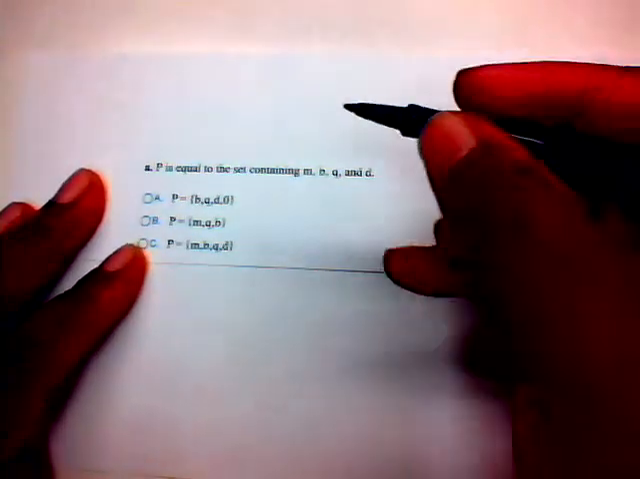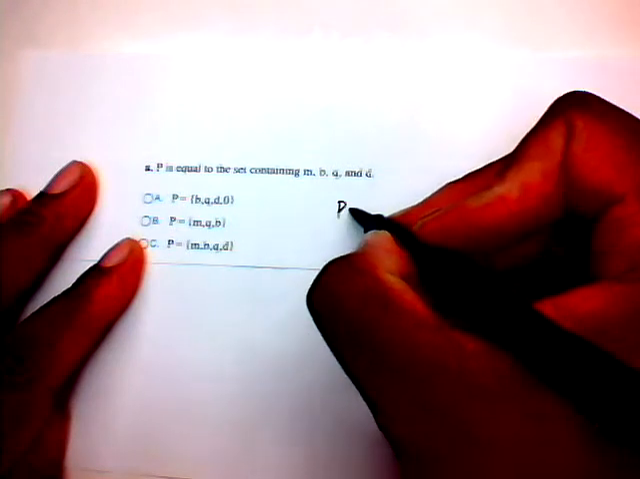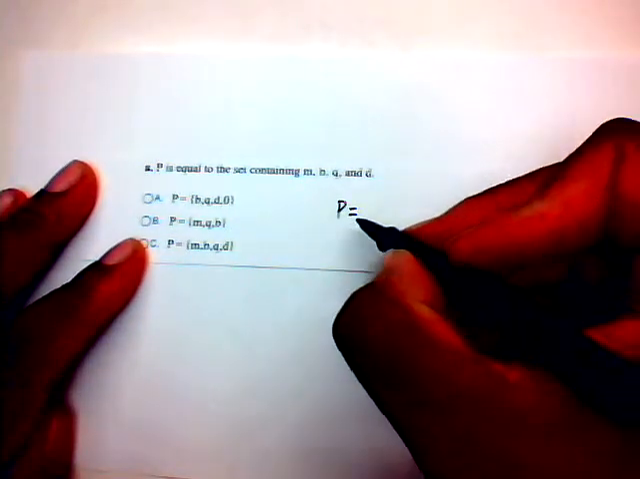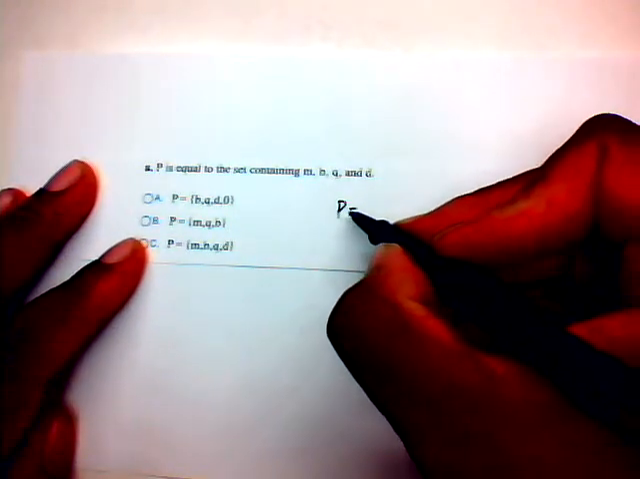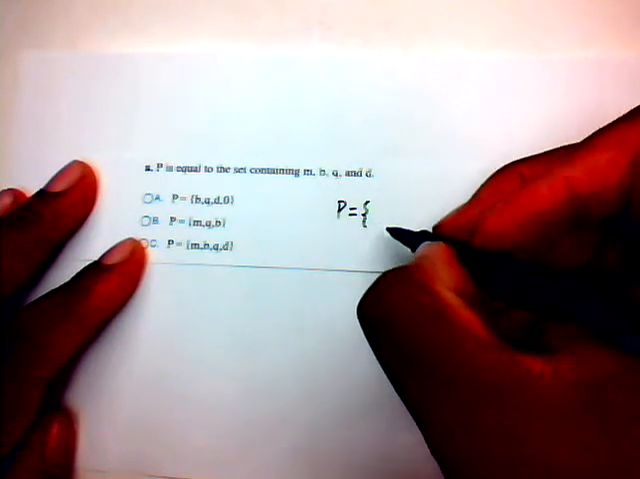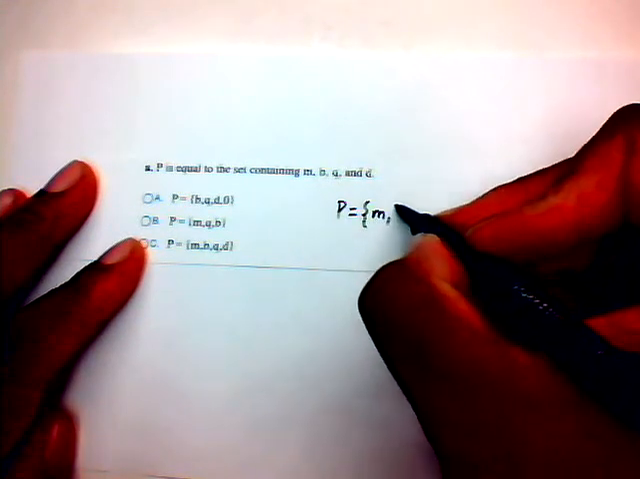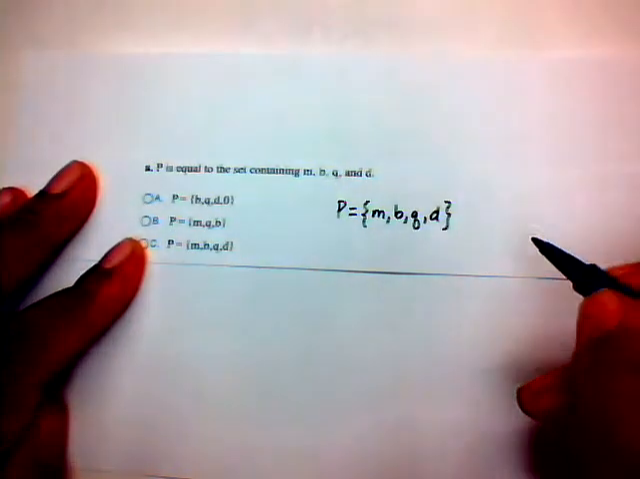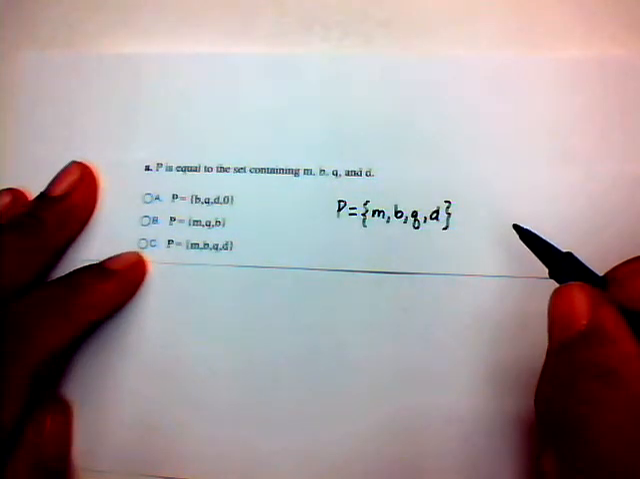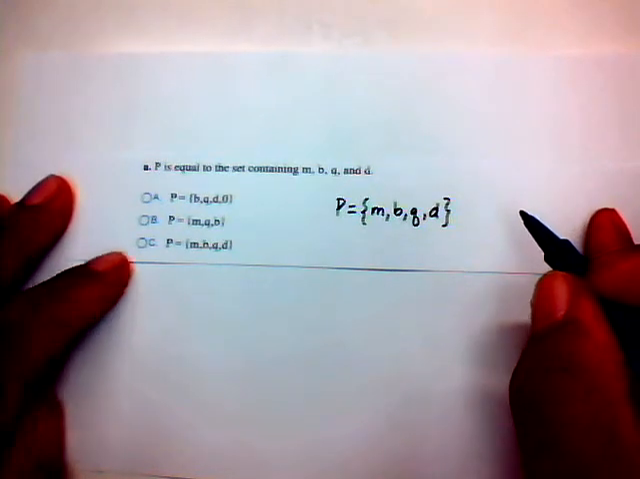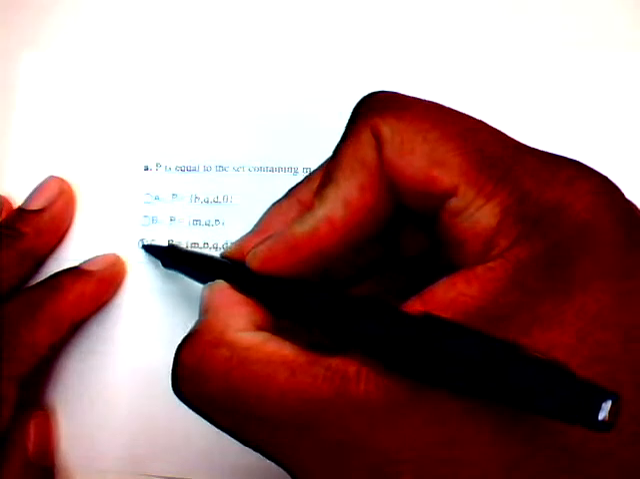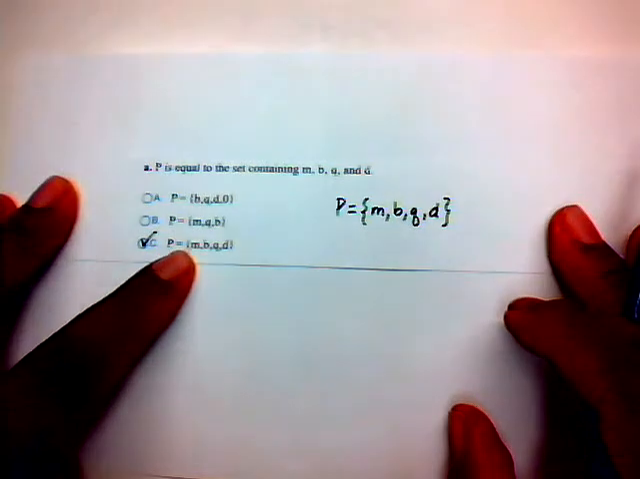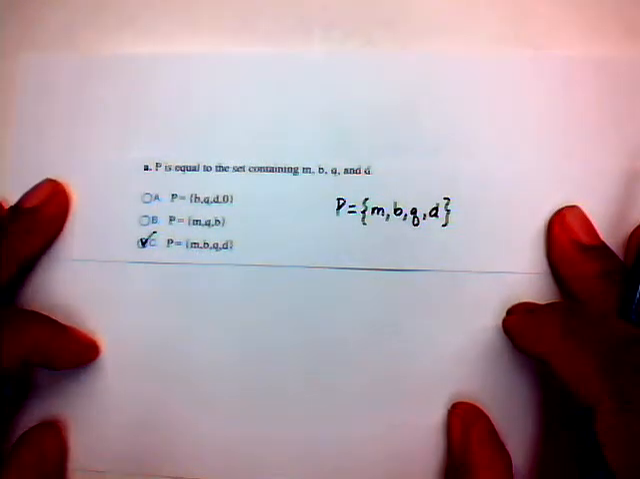So the way we'll write this is just P, which is what the set is in capital letters, and then that's the equal to symbol, and then we write M, comma, B, comma, Q, comma, D. And those letters or those elements will be in braces. So in this case, this will be this answer right here that I'm going to check off. M, B, Q, and D.